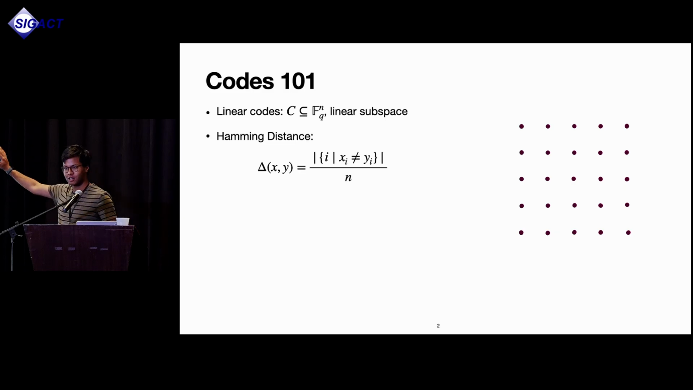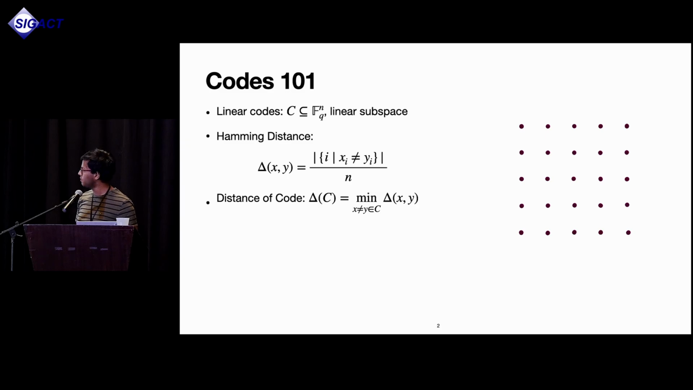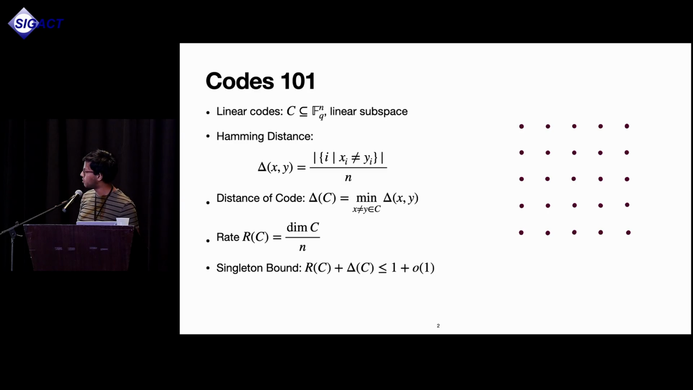For me, I'll only talk about linear codes, again, just because as Swastik described, the problem makes sense only for linear codes, essentially. Distance will always be the Hamming distance, and one thing to note is that I am always talking about distance as normalized. So my distance is always between 0 and 1. Rate and distance of the code are the standard thing. Rate of the code is as before.